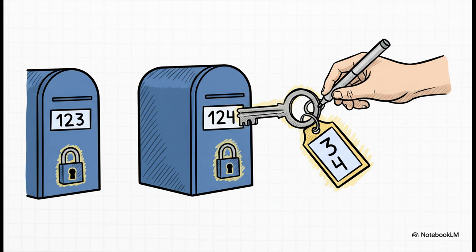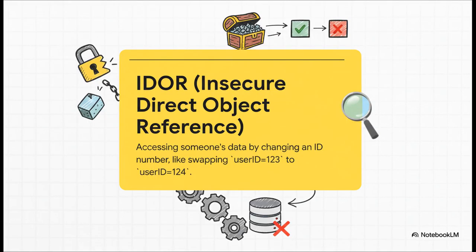Imagine your mailbox key has the number 123 stamped on it. Well, this flaw is like being able to scratch out that 3, scribble in a 4, and suddenly your key opens mailbox 124. It is literally that simple and, yeah, that terrifying. In the hacking world, this has a nickname, an IDOR, which stands for Insecure Direct Object Reference. It's what happens when an app isn't double-checking if you actually own the thing you're trying to look at. It just sees a valid ID number and boom, it hands over the data. This is seriously one of the most common bugs out there today.